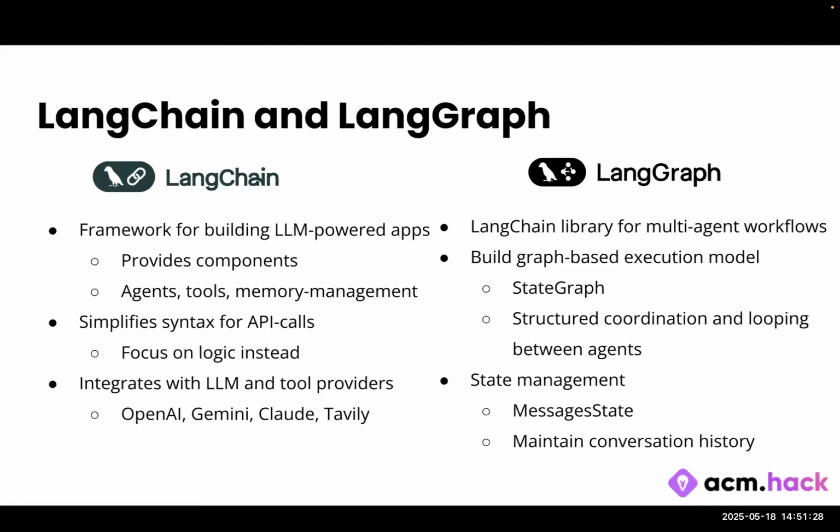Then we have LangGraph, which is a LangChain library for multi-agent workflows specifically. It lets us build a graph-based execution model. We're going to go through what a graph is later, but it's just a way to think about how the different agents communicate with each other. It lets us do this through built-in functions called state graph. And it lets us build a very structured coordination and looping between the different agents.